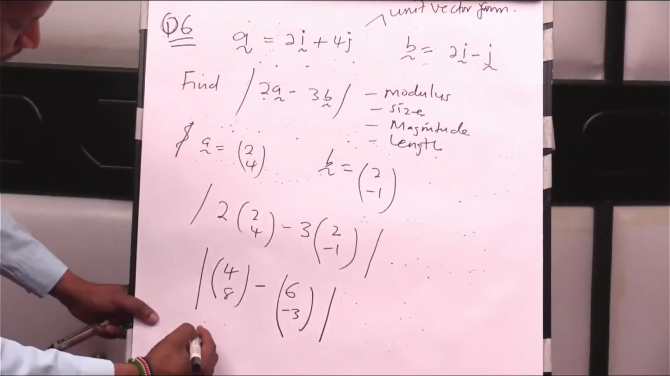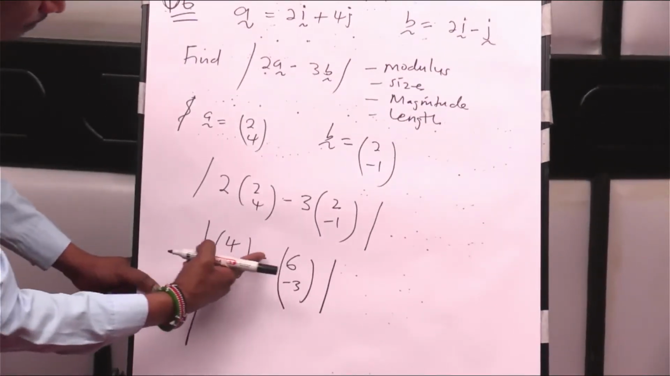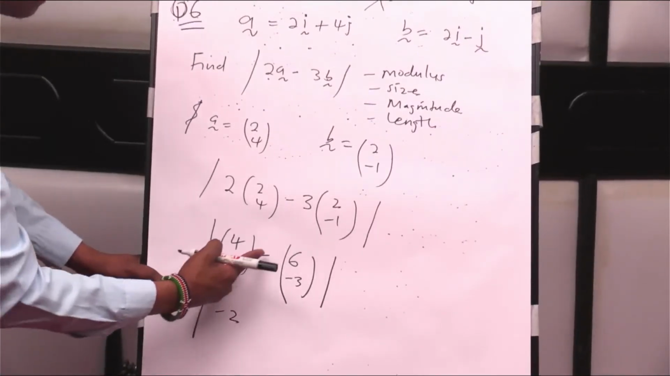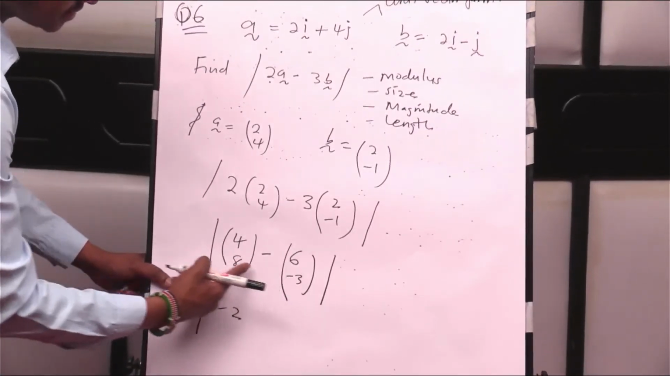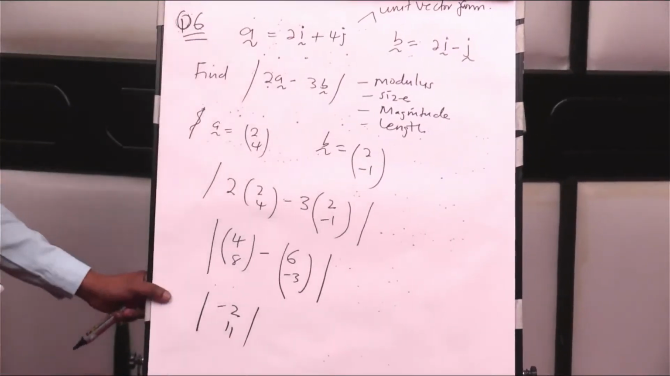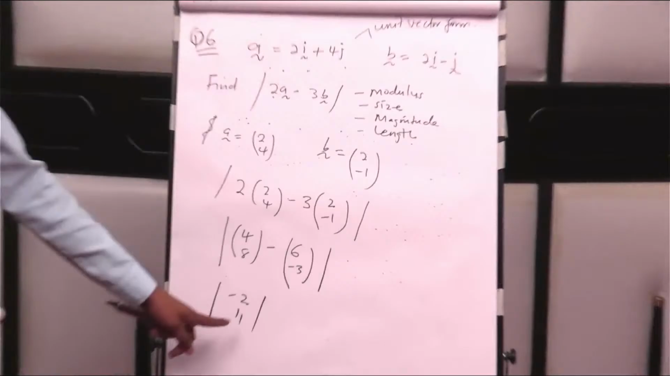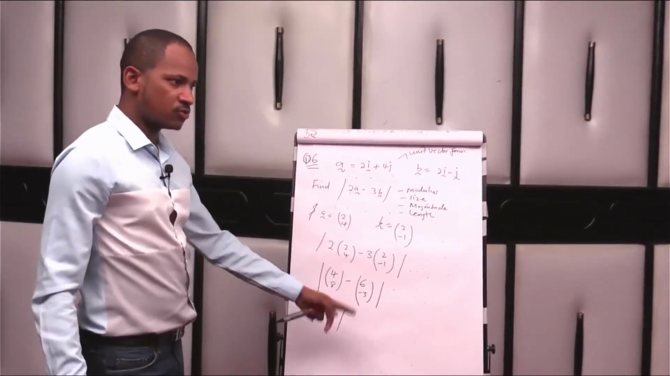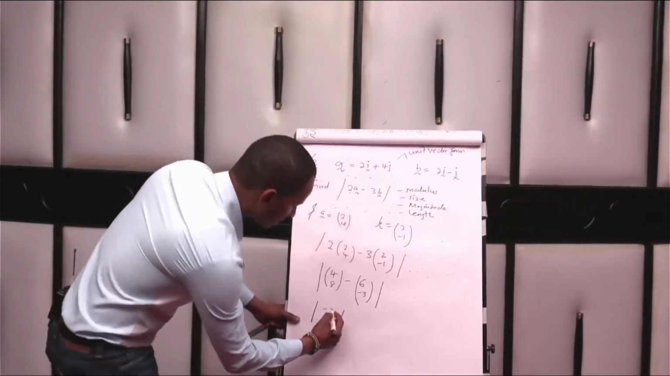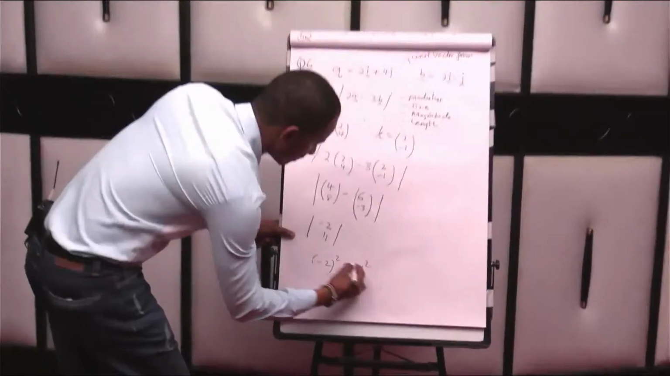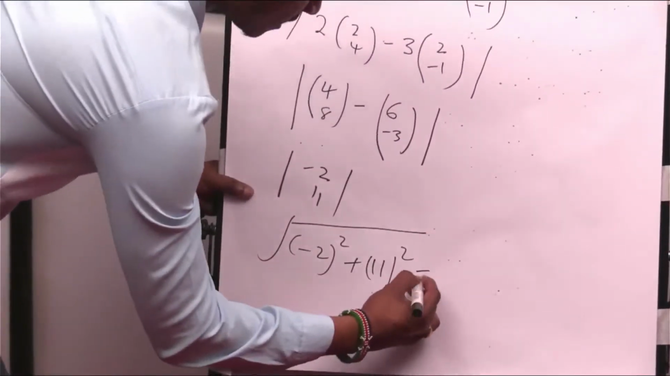Then open it up. 4 minus 6 is minus 2. Then 8 minus 3 is the same as 8 plus 3, which is 11. So when you are told to find this, you've simplified from here to here. This means the modulus, or the size. It means minus 2 squared plus 11 squared, into the square root to get the size.